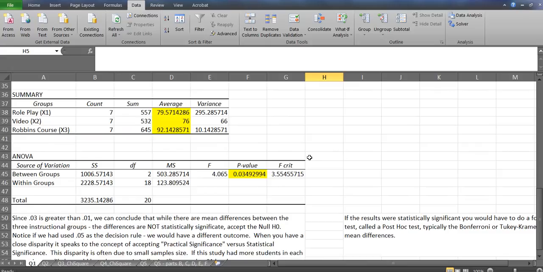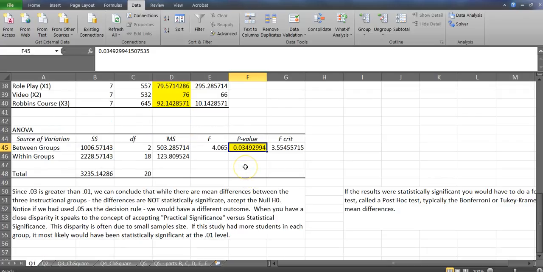What you need to pay attention to in the ANOVA output is, first, it gives us our 3 means for the 3 groups, role play, video, and Robbins course. This took the information right from the 3 columns, including the labels. You can see that the means are quite different. However, the next thing you need to look at is the p-value in the ANOVA table. It says 0.0349. This number is greater than 0.01. So what does that mean? It means the differences are not statistically significant. You're going to have to accept the null.